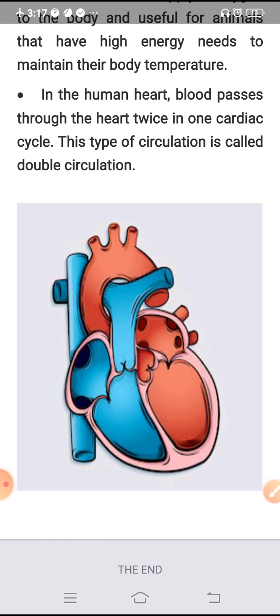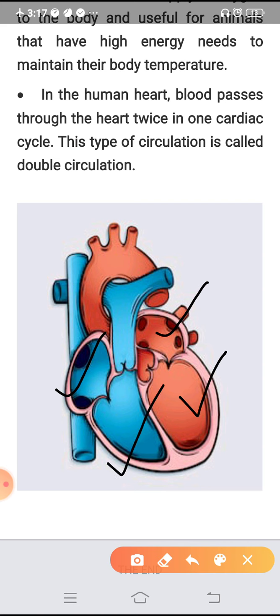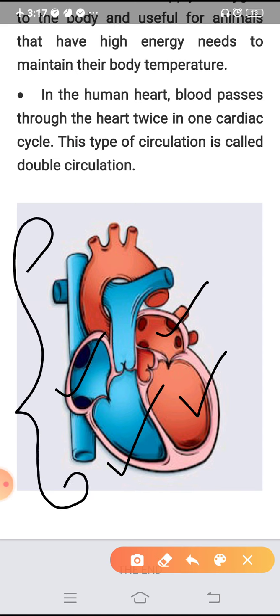So now let us understand how the heart functions. As I said, the heart consists of auricles and the ventricles, right? Auricles are also called atria, right? So these auricles and ventricles have muscular walls. These muscular walls help in contraction and relaxation.